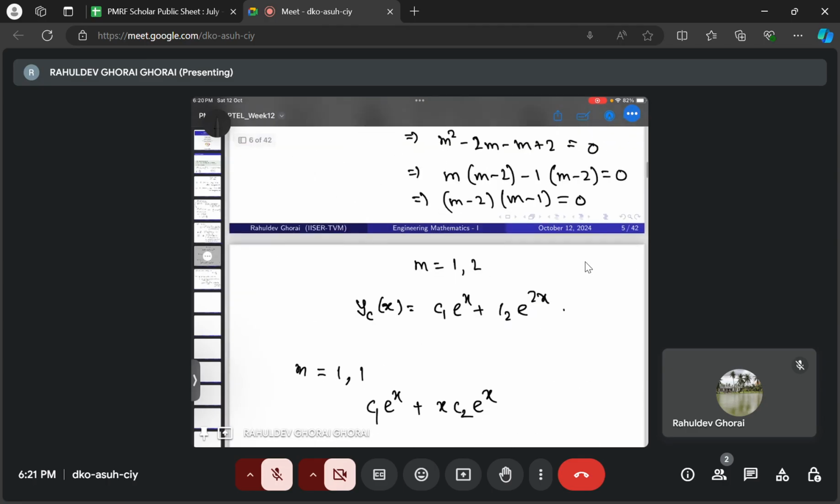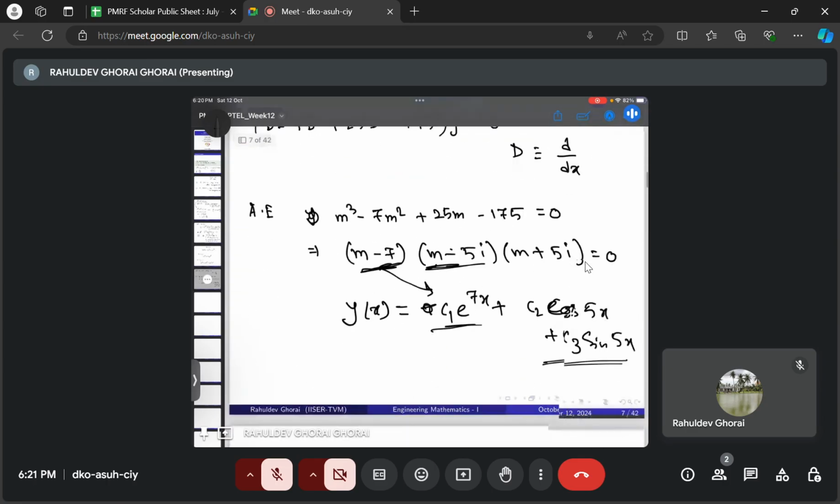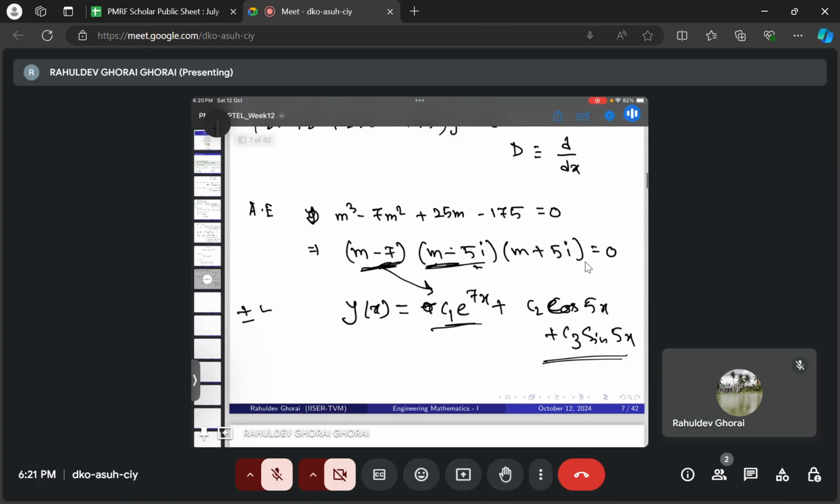So here you see the imaginary roots are 0 plus or minus 5i. So that's why you don't have any e to the power 0x, since e to the power 0x is 1. So that's why you don't have any exponent here. Okay.